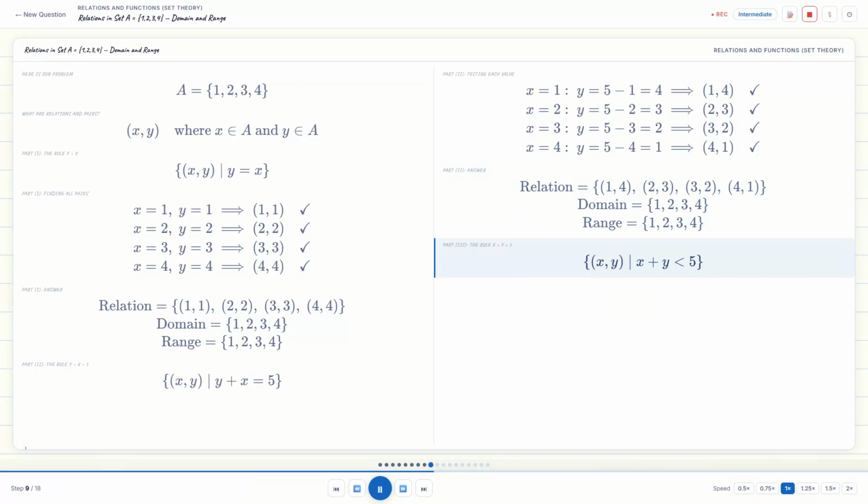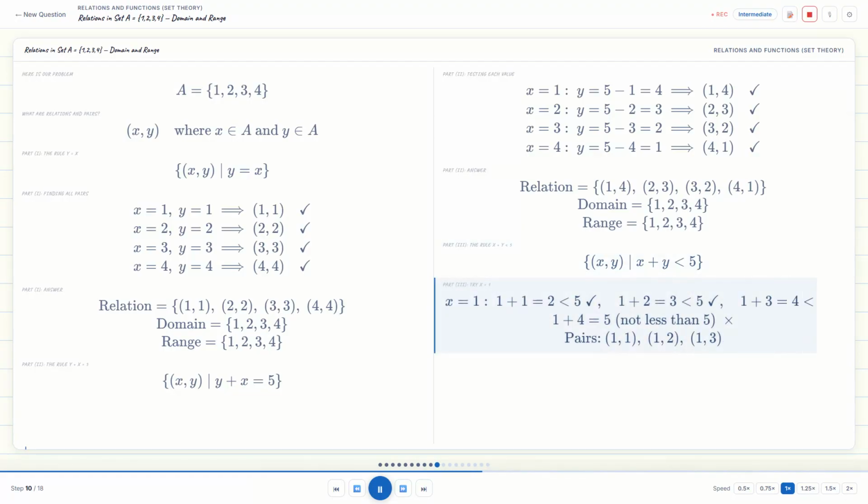Now, in part 3, x plus y must be less than 5. That means the two numbers added together must give something smaller than 5. When x is 1, let's try every y. 1 plus 1 is 2, that's less than 5, good. 1 plus 2 is 3, good. 1 plus 3 is 4, good. But 1 plus 4 is 5, and we need less than 5, so that one does not work.